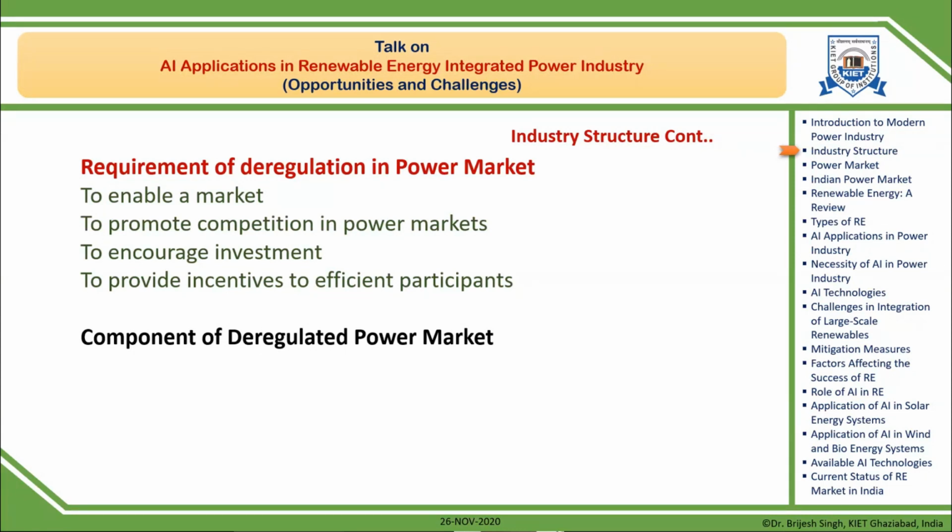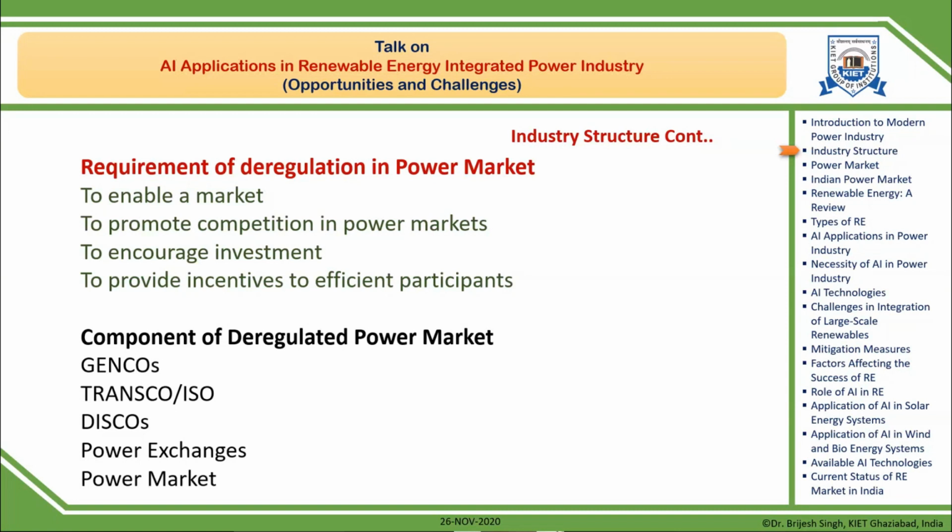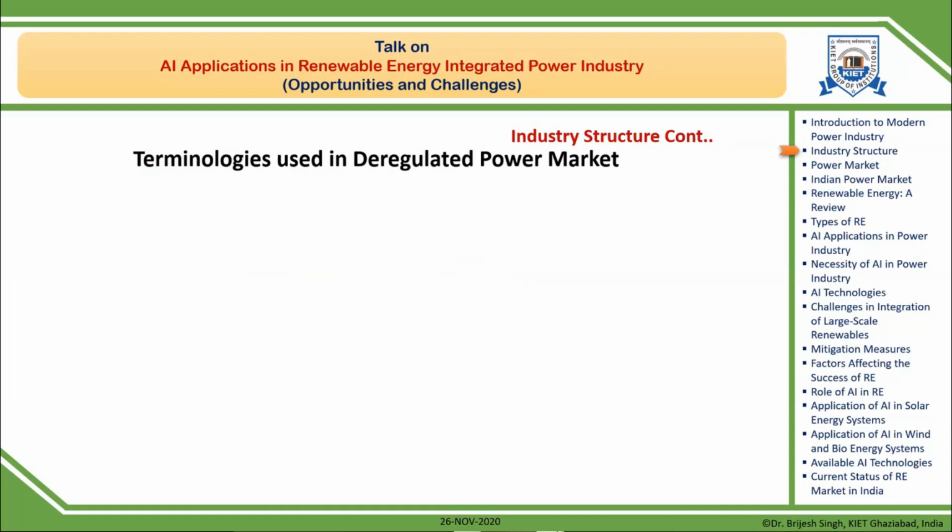Okay, so what are the major components? Gencos, Transcos, Discos, and power exchanges. These are the four major components of a deregulated power market. I'm not going into the detail of that because the topic is related to AI application. So I am just giving a brief introduction about the power industry. And okay, one part is missing, that is the power market.